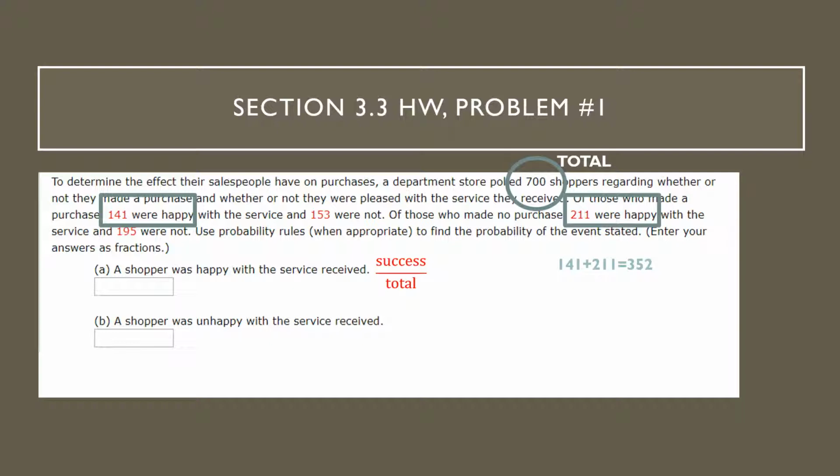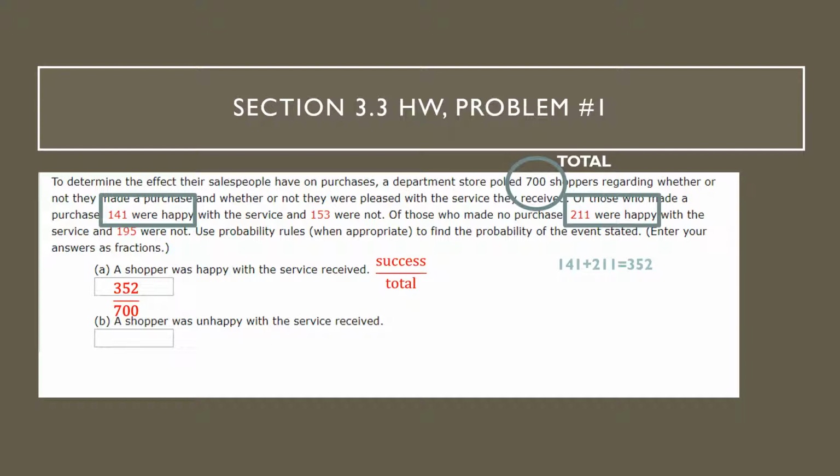We're happy with the service, and we know our total is 700. So the probability that a shopper was happy with the service received is 352 over 700. So 352, that's the people that were happy. 700 is the total number of shoppers that they polled. And again, that was in the first sentence.